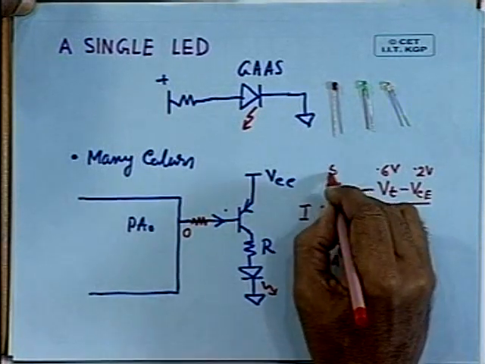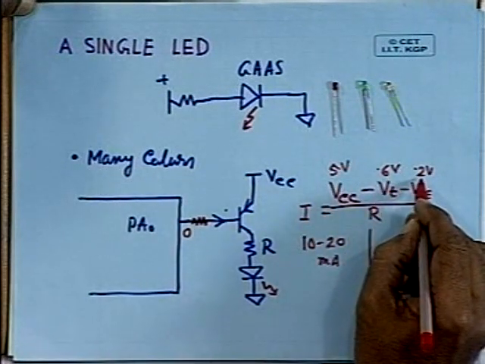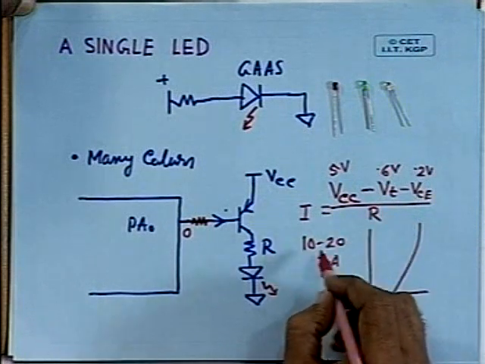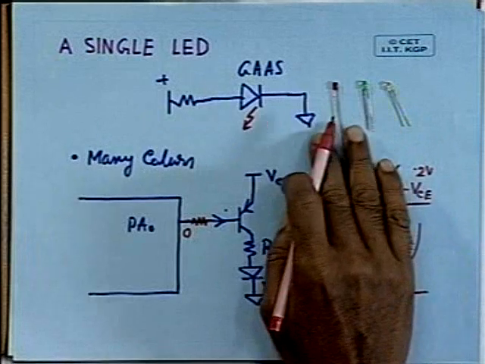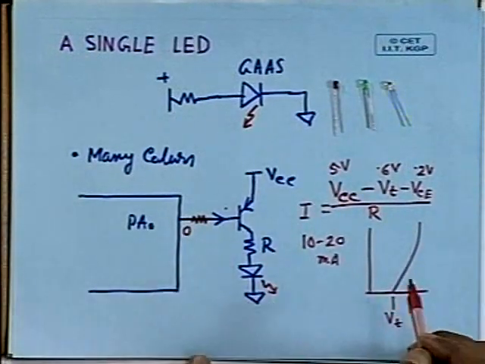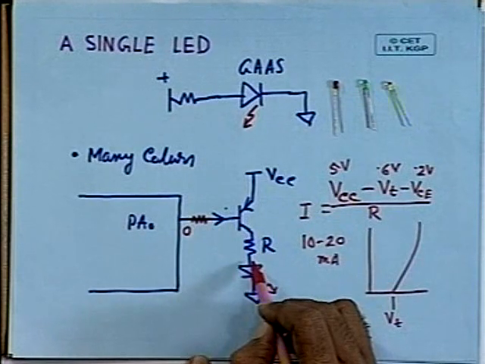Suppose the supply voltage is 5 volt: 5 volt minus 0.6 volt minus 0.2 volt, and then you divide by the resistance to get a current of 10 milliampere to 20 milliampere. This is how you can interface one LED to a port line. So, you can use a transistor and two resistors, as you can see.